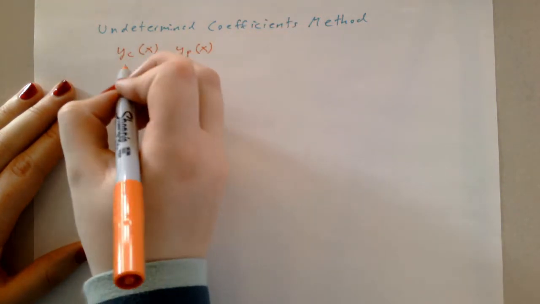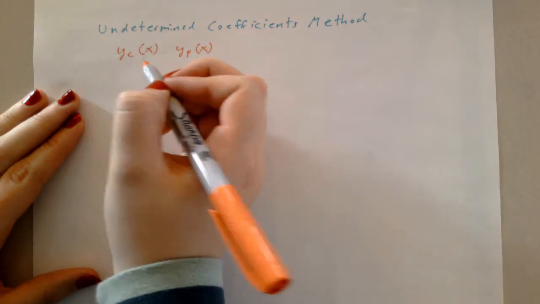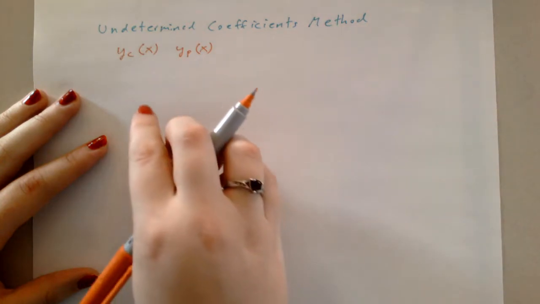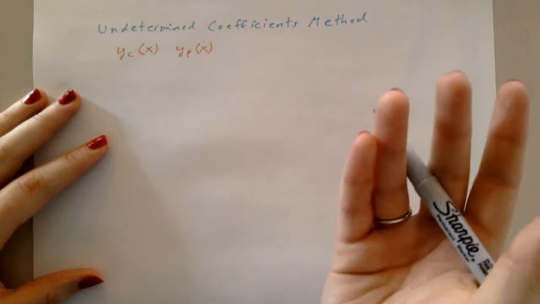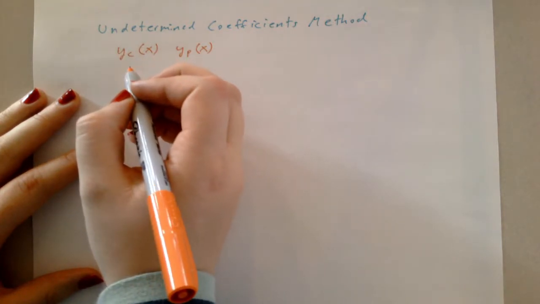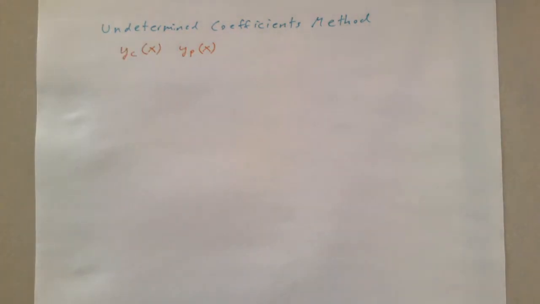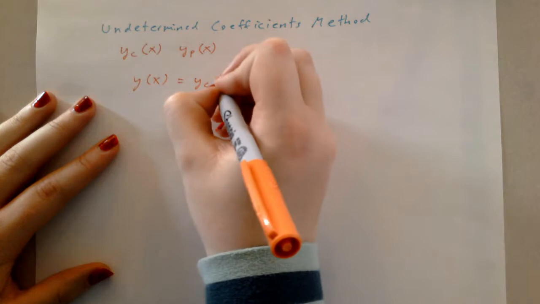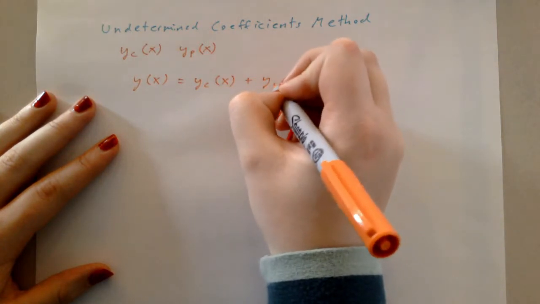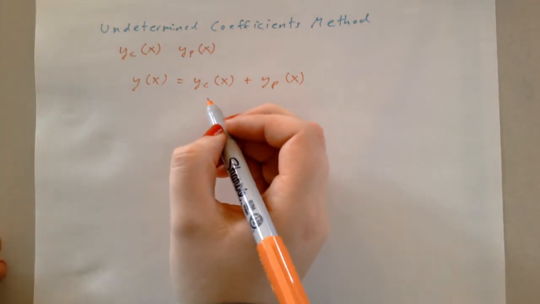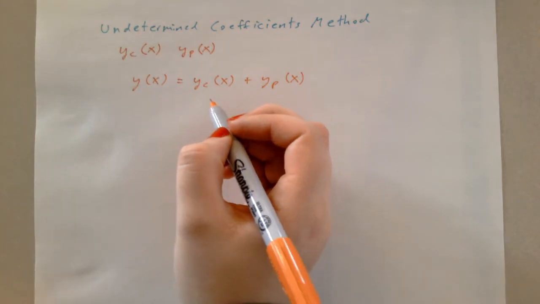For these types of problems, you still find yc the same way that you would for a homogeneous equation, where you have some differential equation that's equal to 0. The difference now is that it's not equal to 0, but you still find your complementary equation as if it was equal to 0. The solution to these non-homogeneous equations, y of x, will be equal to the sum of these two equations, your particular solution and your complementary solution. And remember that you solve for your complementary solution as if it were a homogeneous equation, even though it isn't.